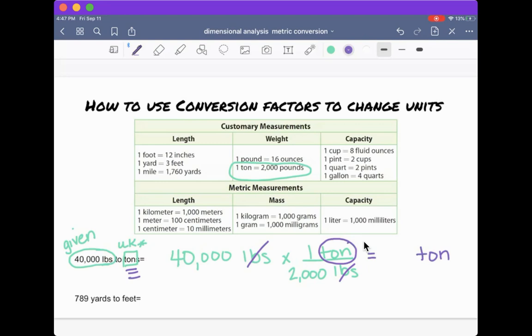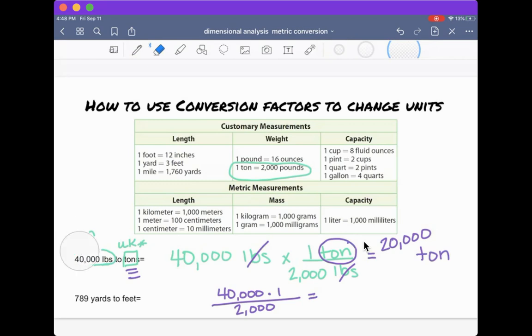All right, so I'm going to take 40,000. I'm going to multiply it so we can simplify this out. So 40,000 times 1 divided by 2,000. All right, so what is that going to leave me with? 20,000 tons. So 40,000 pounds is the same as 20,000 tons.